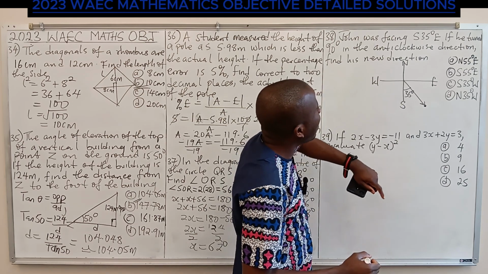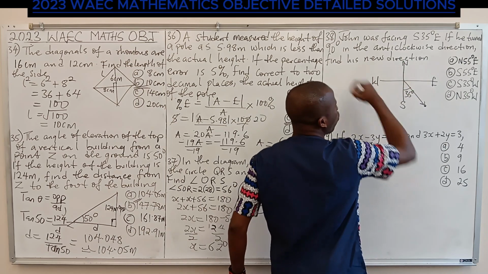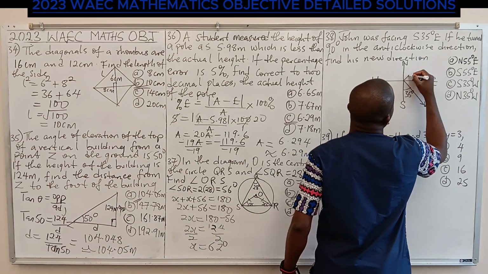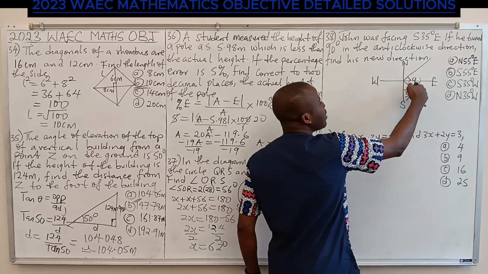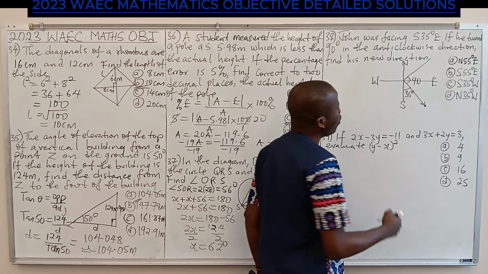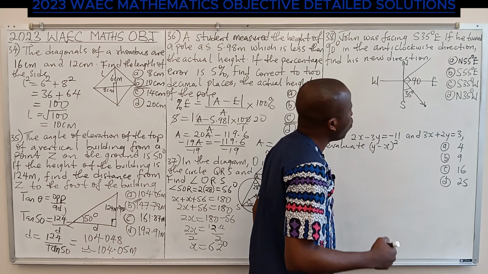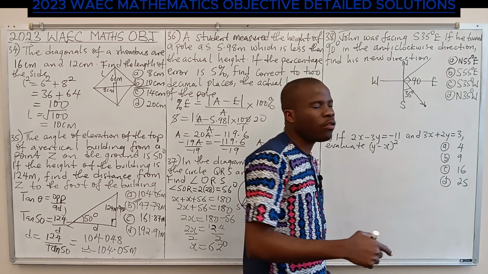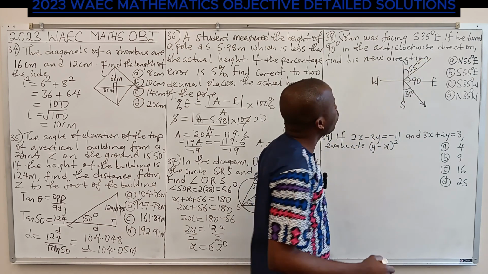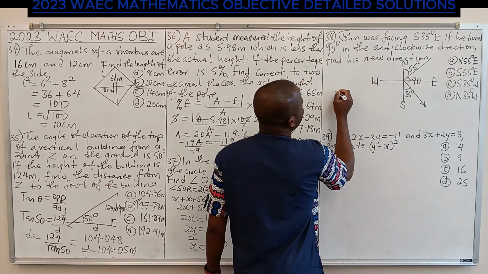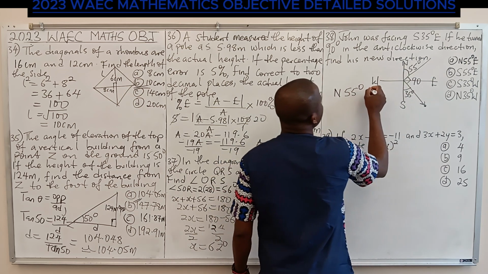He turns 90 in the anti-clockwise direction. This is anti-clockwise, this is clockwise. So 90 will be this angle 90. So if this is 90, angle in a straight line is 180. So that 90 plus 35 is 125. If you subtract it from 180, you will get here as 55. So his new direction will now be north 55 east. That's all.